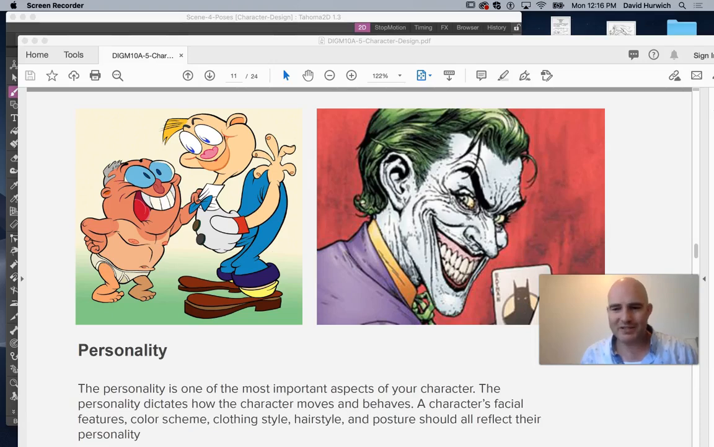Maggie sucks on her pacifier, right? Or Fred Flintstone has a big head that's very angled. This is something that stands out. He wears the leopard skin or pelt, right? It's a different color than everything else. So what is it that the character does?